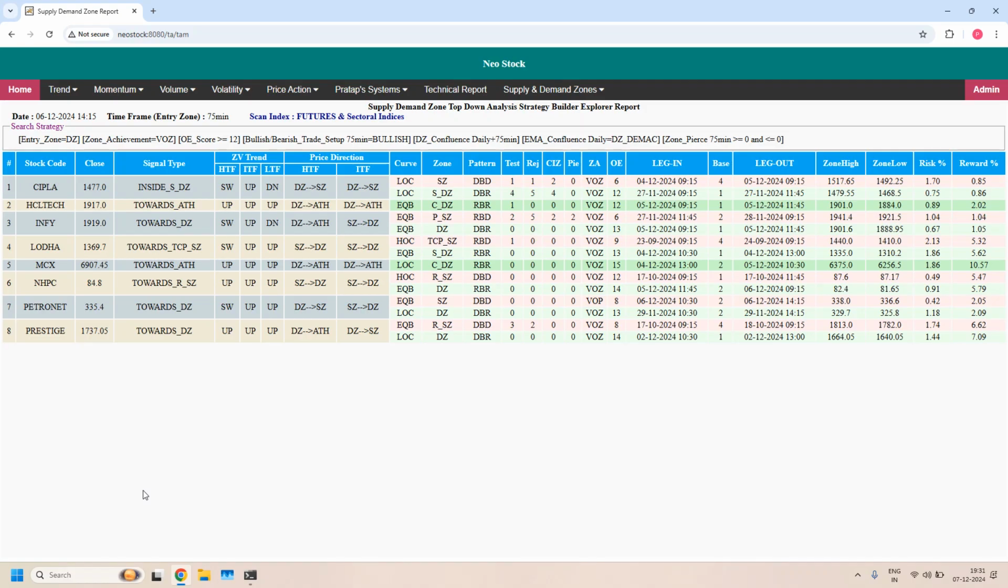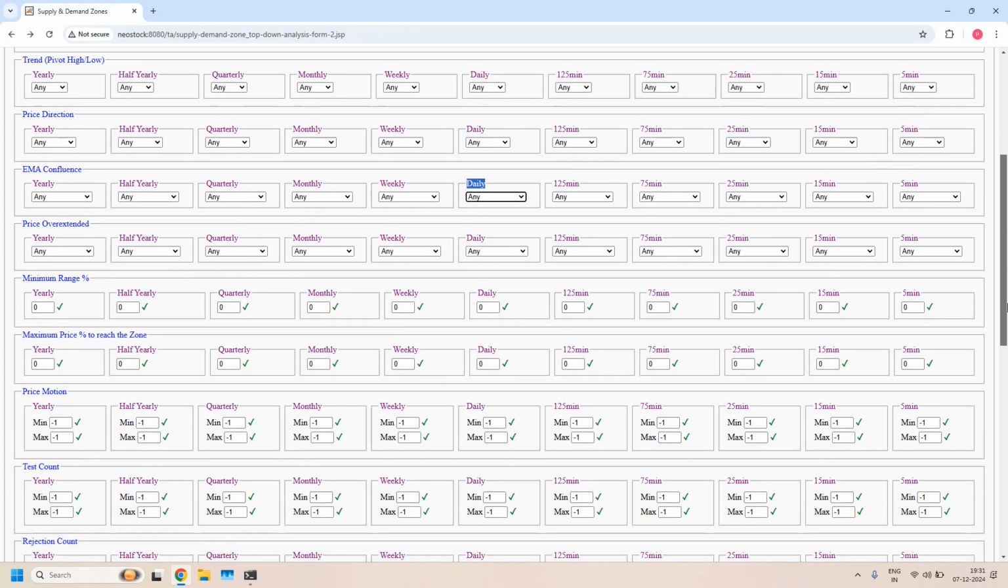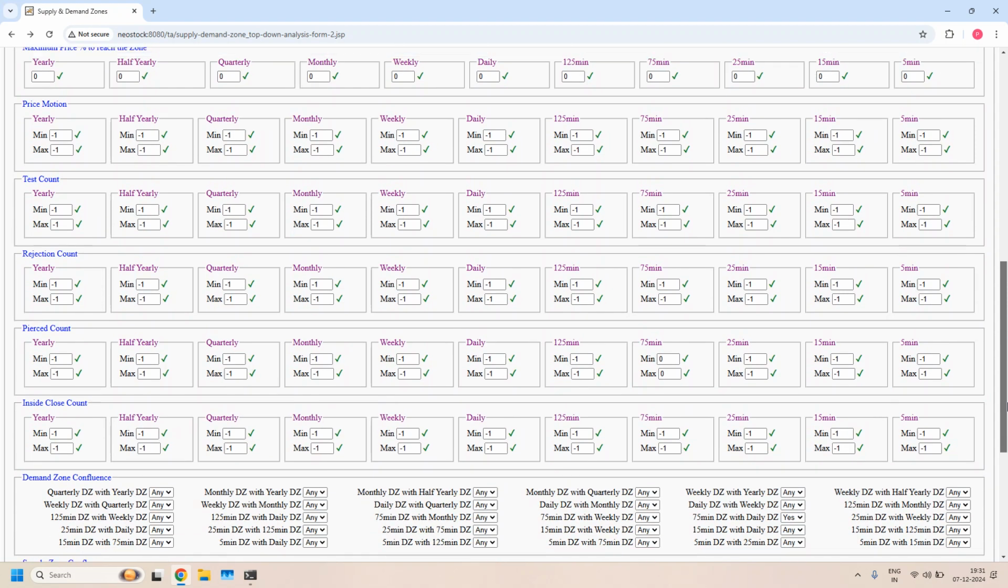Okay, next let us look for LTF, ITF, HTF demand zone confluence. With all the 3 filters, I am removing this EMA filter. Now in the demand zone confluence, we have to set 3 filters. First one is already enabled, that is 75 demand zone with daily demand zone. Second filter is 75 minutes demand zone confluence with weekly demand zone confluence. Third one is daily demand zone confluence with weekly demand zone confluence.